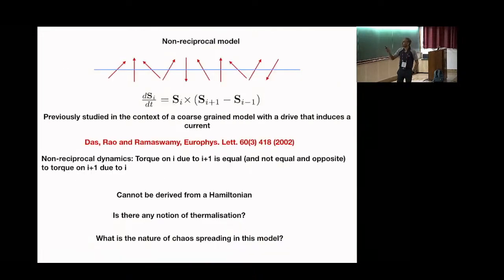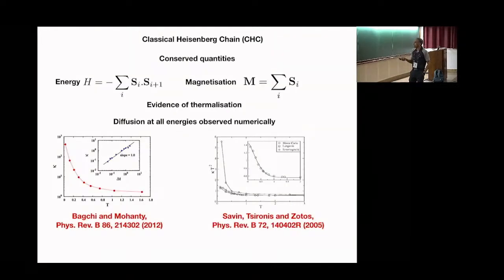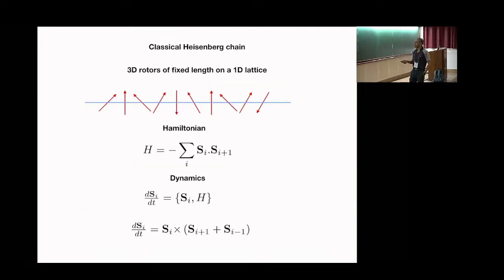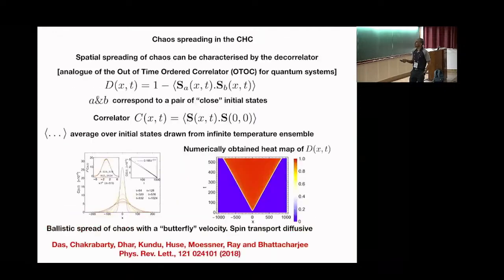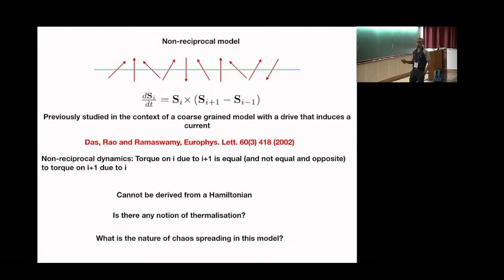in the system. Okay, so with that, let me now come to the system that we have studied, which is really a non-reciprocal version of this Heisenberg model. And so if I just go back a few slides, when you write down the equation of motion for the Heisenberg model, this is what you get with a plus sign here. And so we have been looking at a model in which the plus sign is replaced by a minus sign.